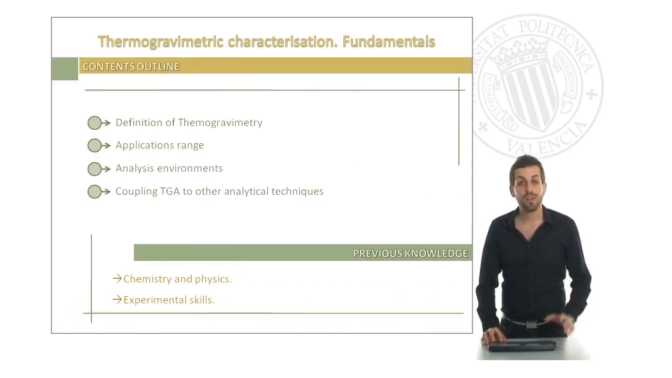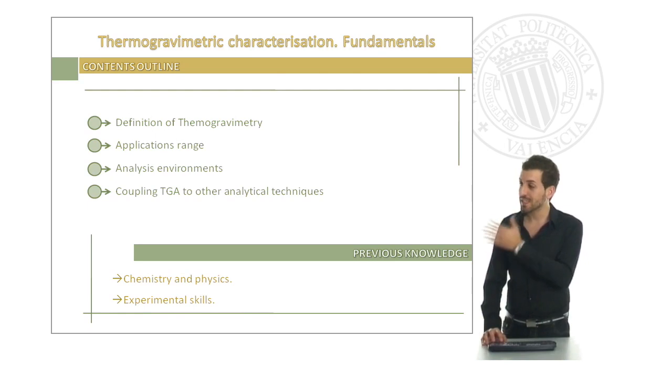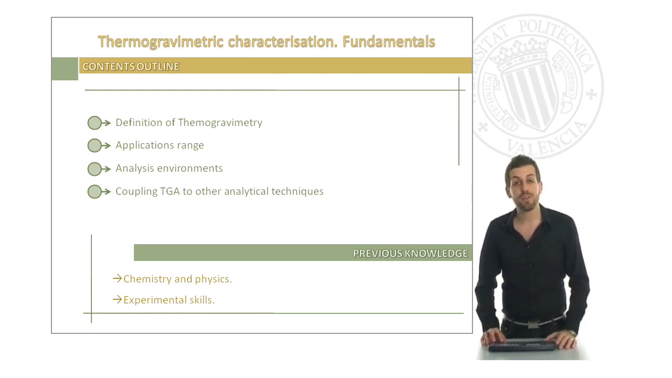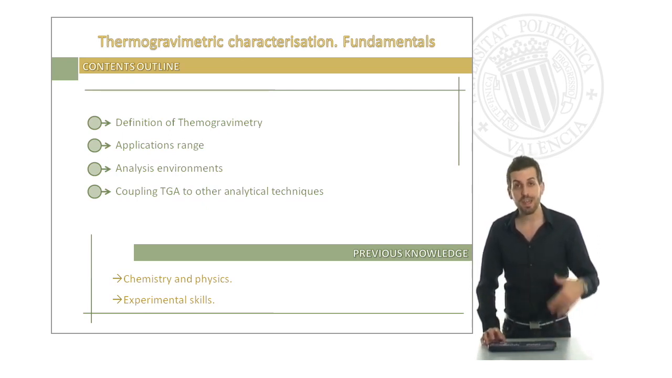First of all, we will define what is the thermogravimetric analysis, and then we will see which is the application range that we can use for our experiments. Then we will discuss some different gases that can be used as good analysis environments, and finally we will see some different analytical techniques that can be coupled to our TGA, thermogravimetric analyzer, in order to obtain deeper and better results.